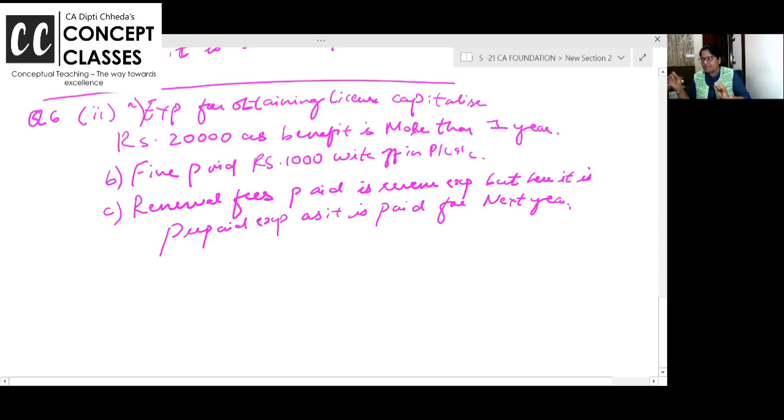Renewal fees is routine, right? Every year you have to pay renewal fees. Once obtaining the license is capital expenditure, but renewal fees are maintenance fees, you have to pay every year. This time they said renewal fees is revenue, but it is prepaid because it is for the next year. If it is for the next year, you have to treat it as prepaid. I hope question number 6, second bit is clear for all of you.